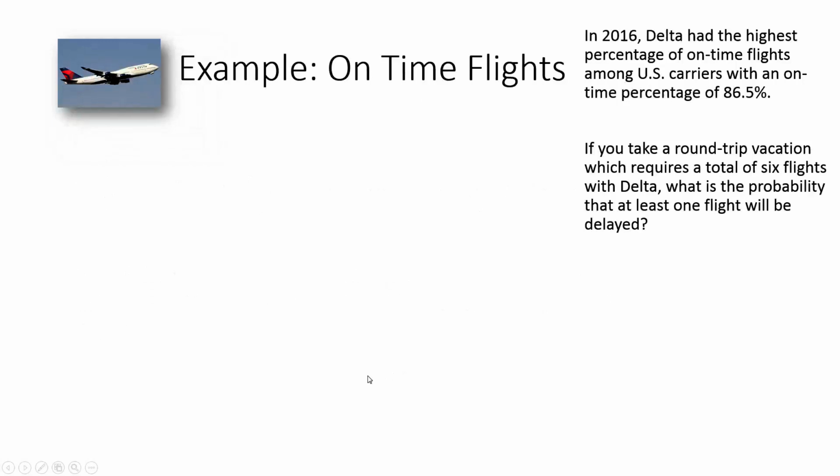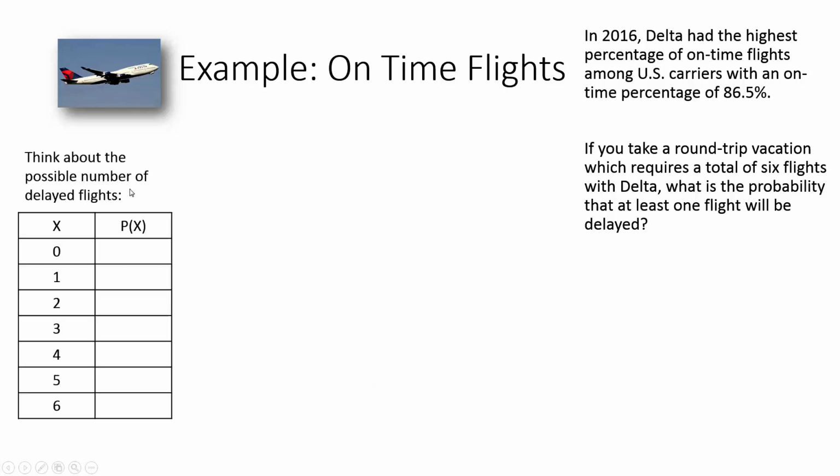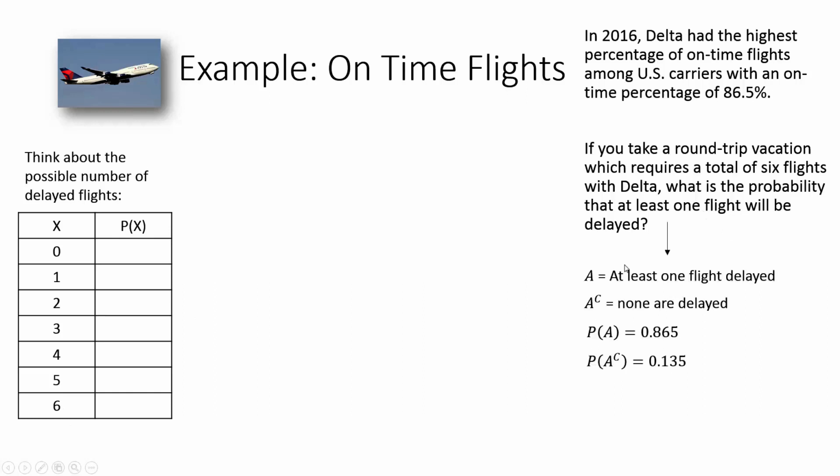Okay, so let's think about this, right? If you're taking 6 flights, let's think about what the possibilities are. As far as the number of delayed flights, you could have no delays. You could have 1 flight delayed, 2 flights, 3 flights, 4 flights, all the way up to the point where, potentially, all 6 of your flights could be delayed, and that would be unfortunate, but it could happen. Okay, so we could give these a letter, right? This is what we're actually interested in, this event A. A is the event that at least 1 flight is delayed. That's what we're really interested in.